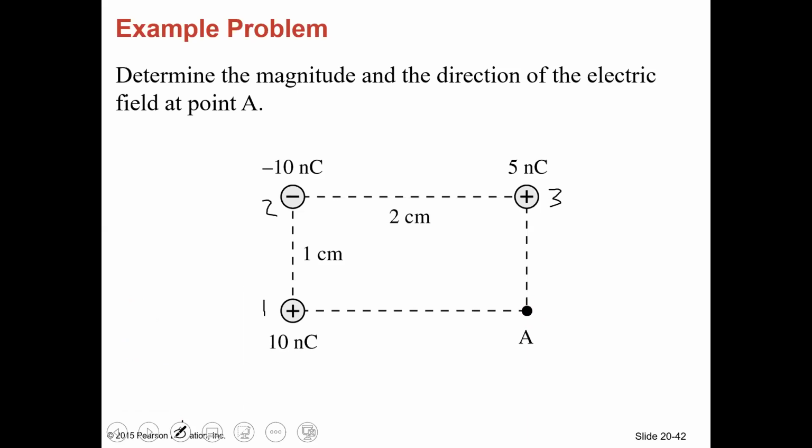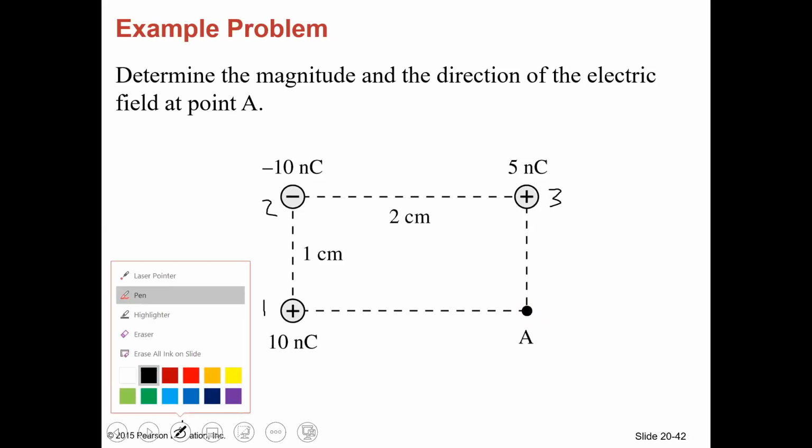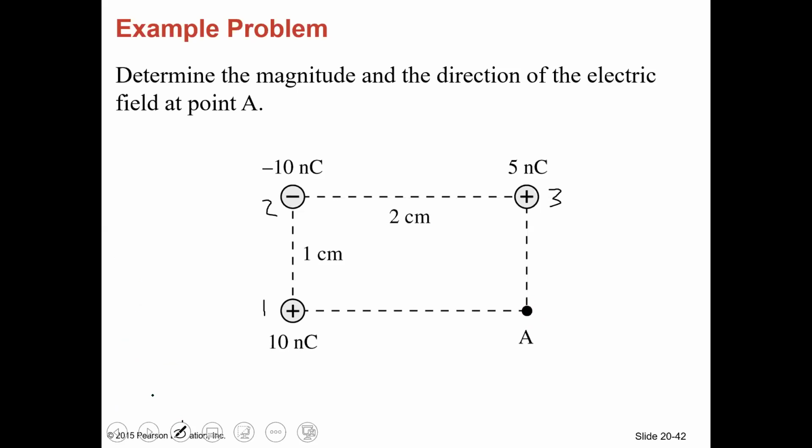So the first thing I'm going to do is draw my electric fields. Let's draw the electric field for charge 1. What direction is the electric field going at point A from my 10 nanocoulomb charge? Well, it's a positive charge, so that means we draw the electric field going away from it. So my electric field for charge 1 will look something like this, E1.